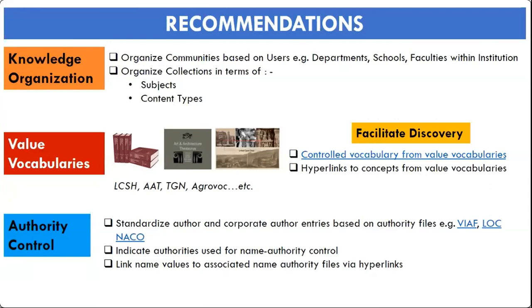Then we have got authority control. We need to have a standardized way of entering the author and corporate author entries based on authority files, for example, the Virtual International Authority File, VIAF, or the Library of Congress Name Authority File, LCNAF, and also indicate authorities used for name authority control, which type of authority are we using, and link the name values to associated name authority files via hyperlinks, just as with the value vocabularies.